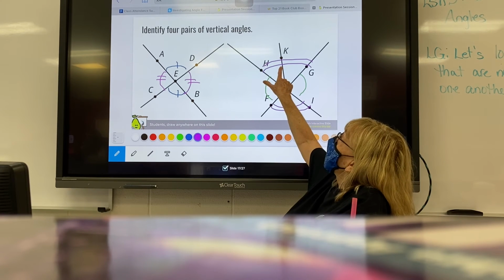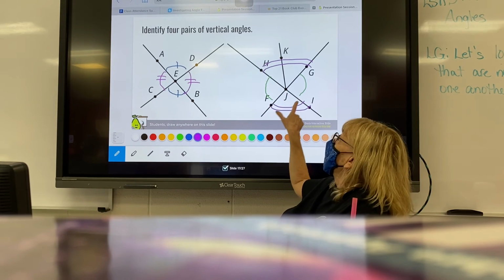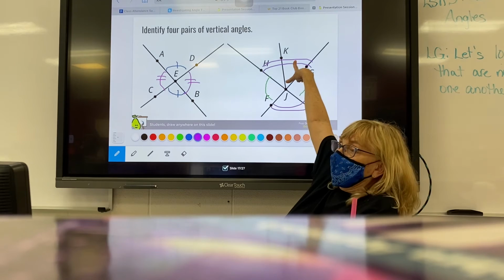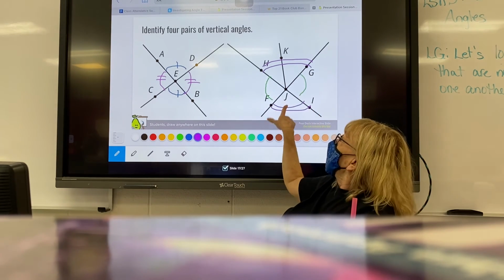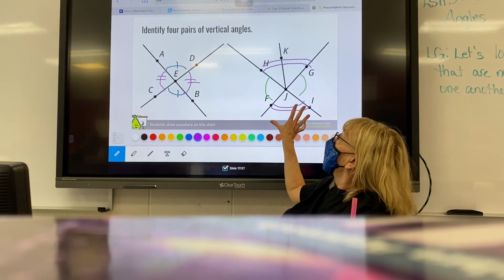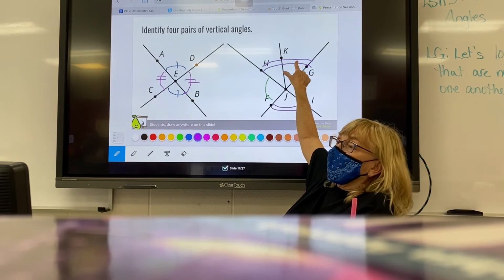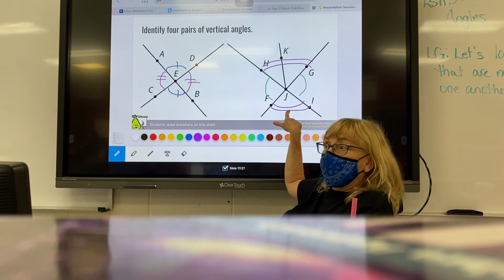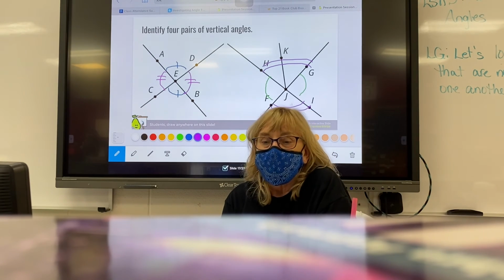If I told you the measurement of this angle, and I told you the measurement of this angle, could you find the measurement of that angle? Yes. What can you tell me about these 2 big angles here? They're congruent. They're the same. So I could say this plus X is going to equal that, right? Or that minus X.